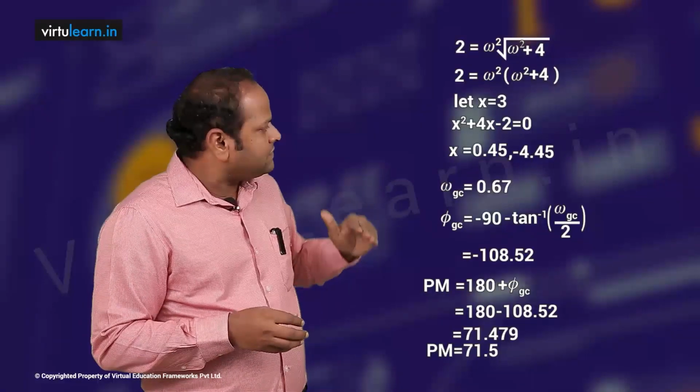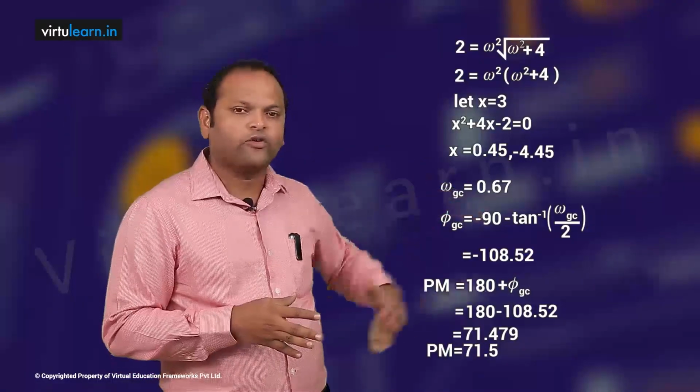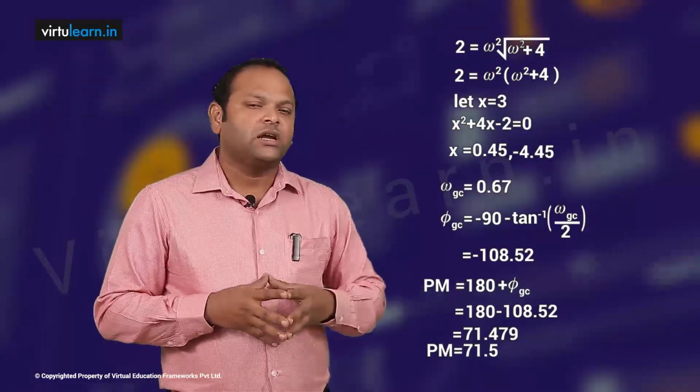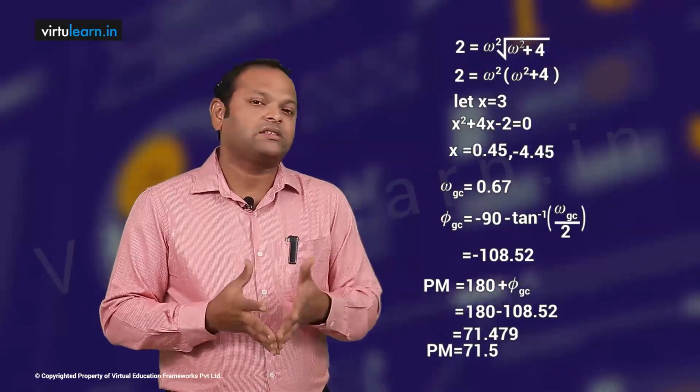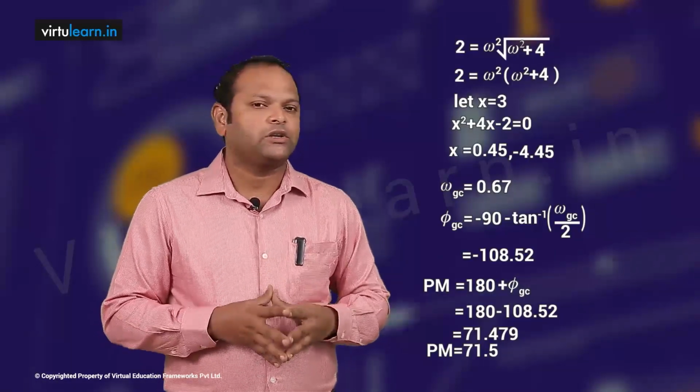Now in this case, gain margin is infinity and phase margin is a positive value, therefore the system is a stable system. As I said, gain margin is infinity, so I can say the system is an absolutely stable system. The closed loop system is going to be absolutely stable.